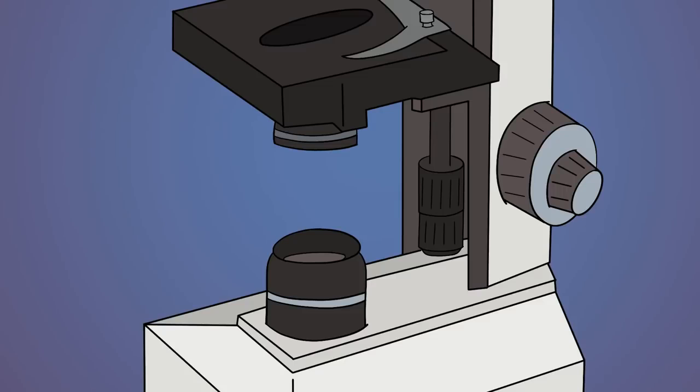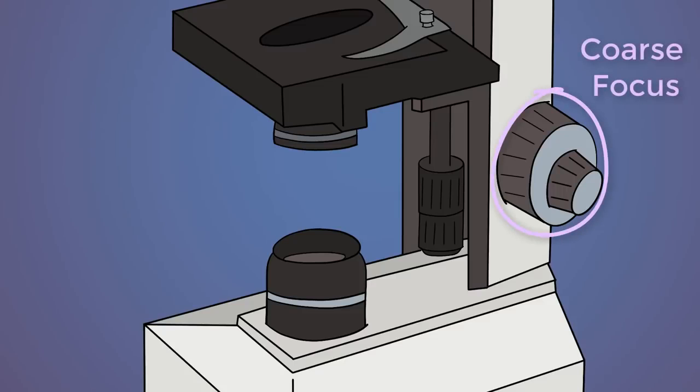Now, you'll also notice there's a lot of knobs here. Let me introduce you to the knobs. This large knob here is known as the coarse focus, and then this smaller knob here is known as the fine focus.